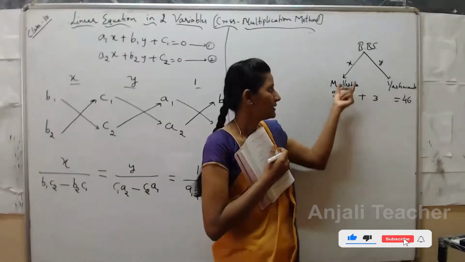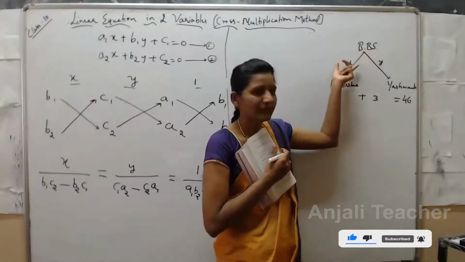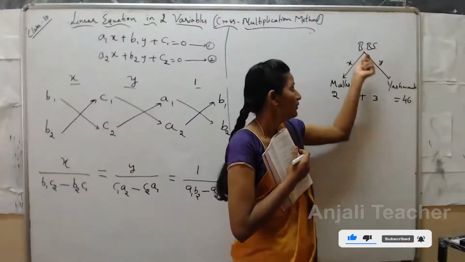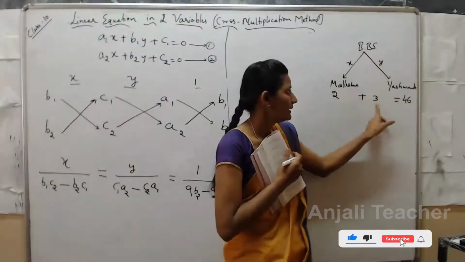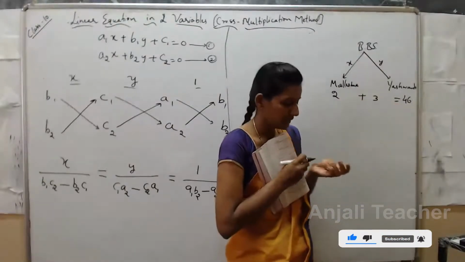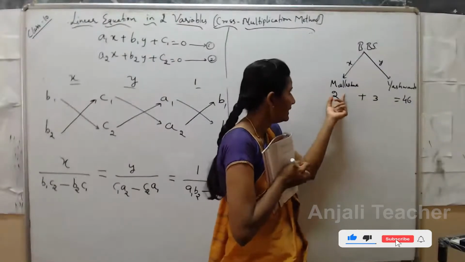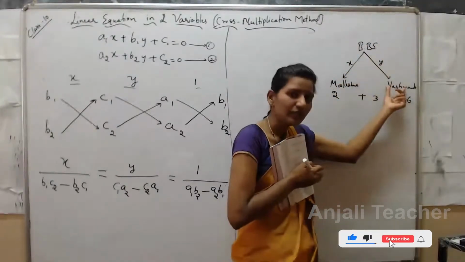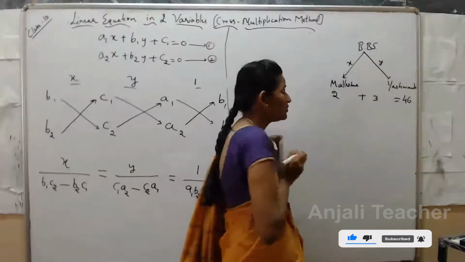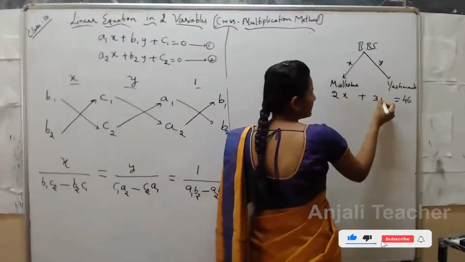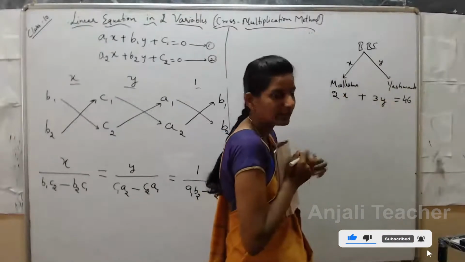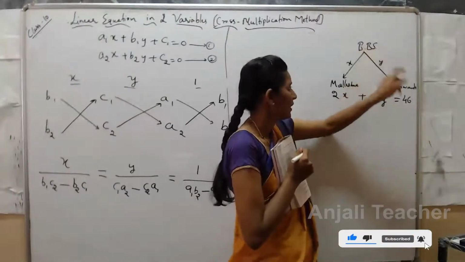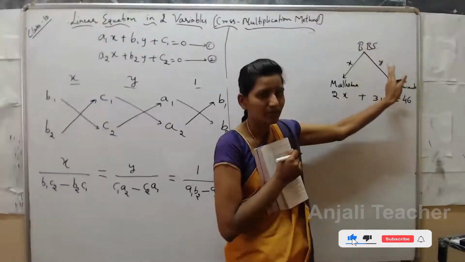Is it visible? From Bangalore bus stand to Malleshwaram is X rupees. From Bangalore bus stand to Yeshwantpur is Y rupees. If you buy two tickets and three tickets, it is equal to 46 rupees. Two tickets from bus stand to Malleshwaram, three tickets from bus stand to Yeshwantpur. So this can be written as 2x plus 3y is equal to 46. X means here to here, how many rupees? Y means from here to here, how many rupees?